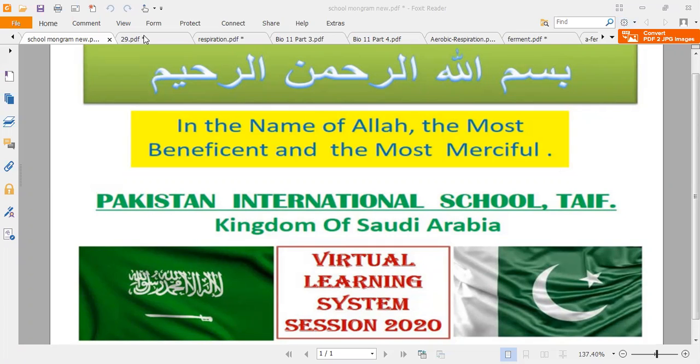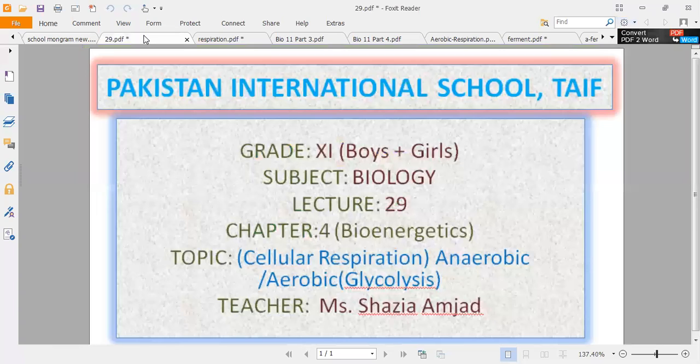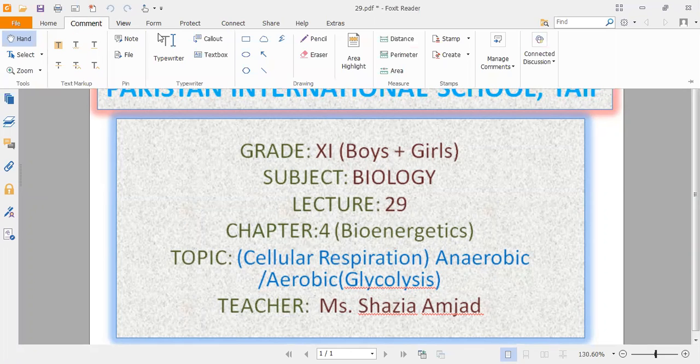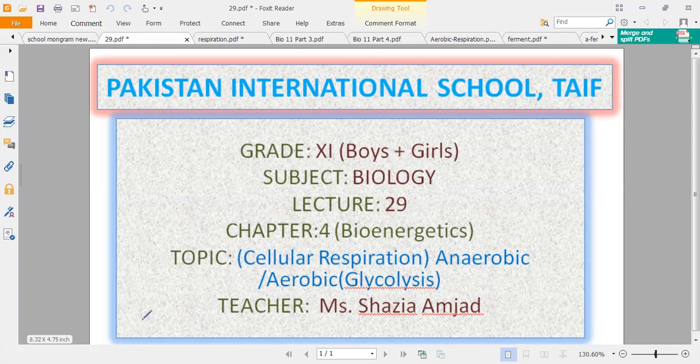This is biology class for grade first year. Dear students, in today's lecture number 29, we are going to continue our chapter number 4, bioenergetics. In bioenergetics, we are going to start another new topic of this chapter, that is cellular respiration. In that, we will see different types of cellular respirations, that is anaerobic and aerobic respiration. And in aerobic respiration, we will see glycolysis. So let's get started.